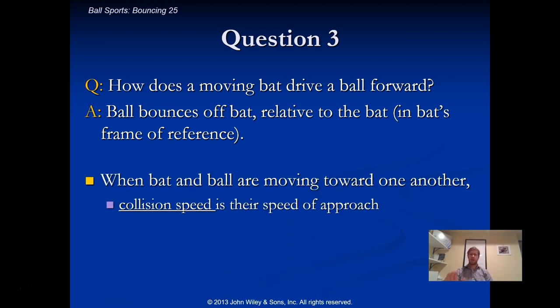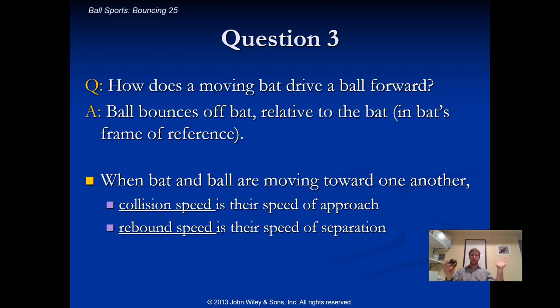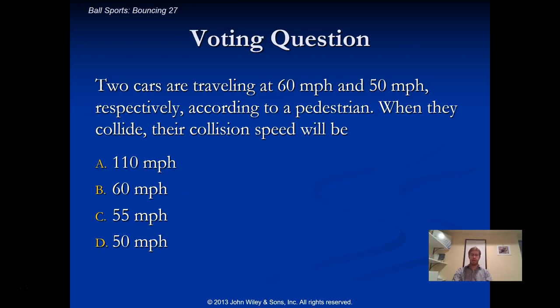Now, when you think of collision speed, it's not just how fast the ball's moving, but how fast the two objects approach one another. And the rebound speed is how fast the two objects move away from one another. So if my hand is moving, the rebound speed is how fast it moves away from my hand afterwards. So it's the speed of the two added together.